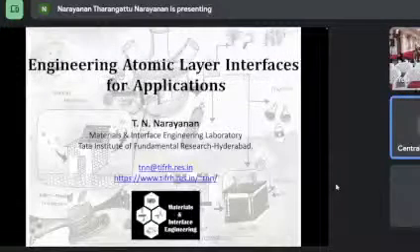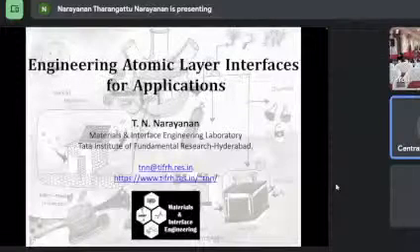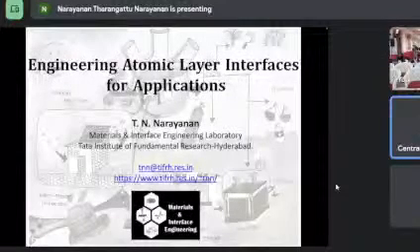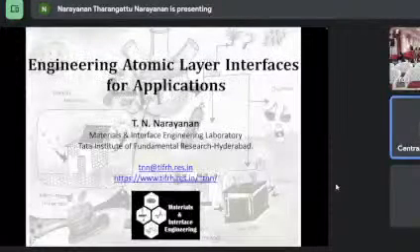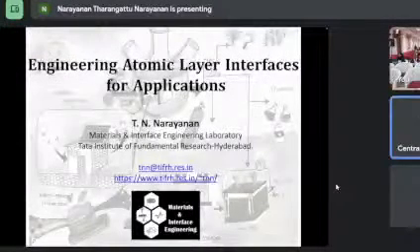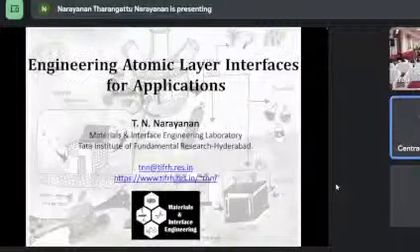For the next talk, I invite Dr. T.A. Narayanan, Tata Institute of Fundamental Research, Hyderabad, to enlighten us on the topic, Engineering Atomic Layer Interfaces for Applications. I request Professor Swapna S. Nair to introduce the speaker.